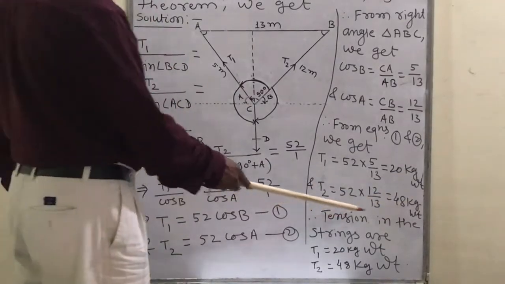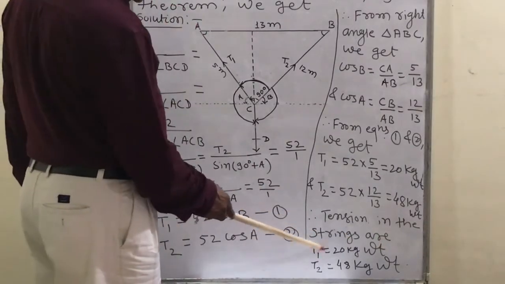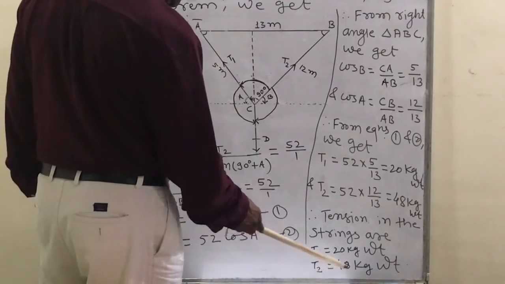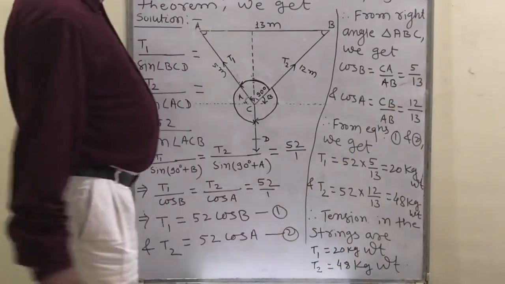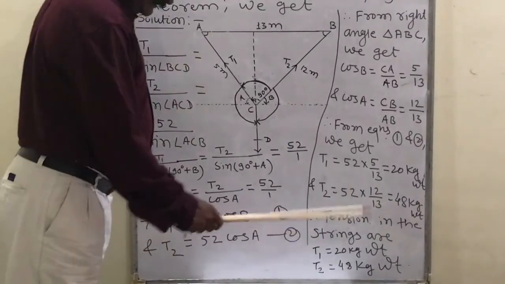Hence, tensions in the strings are T1 is equal to 20 kg weight and T2 is equal to 48 kg weight. This is what we have to find out, T1 and T2 tensions.